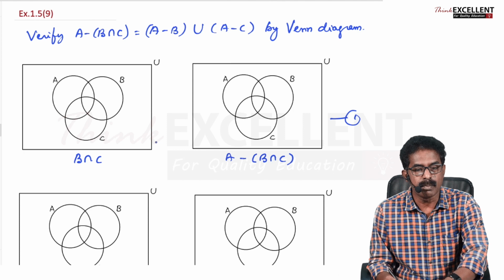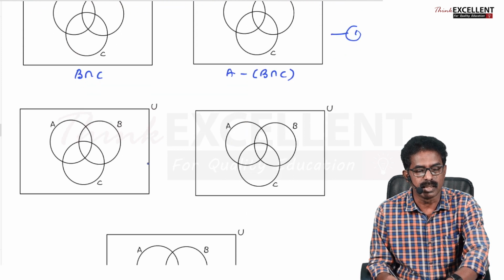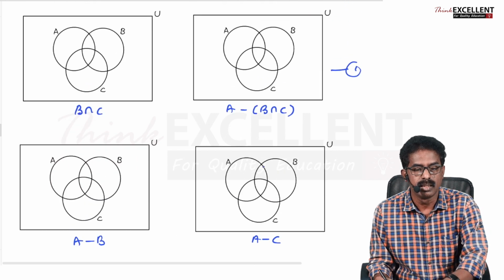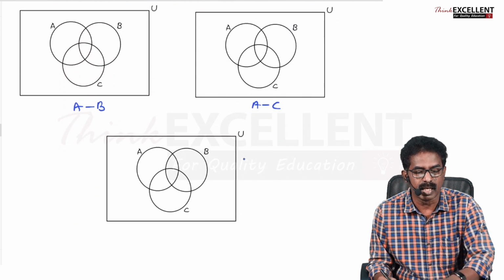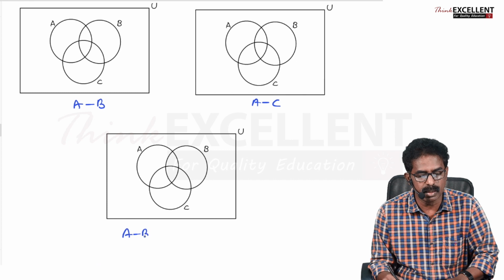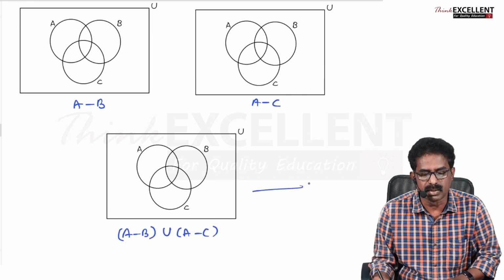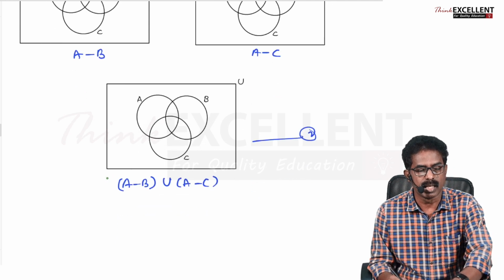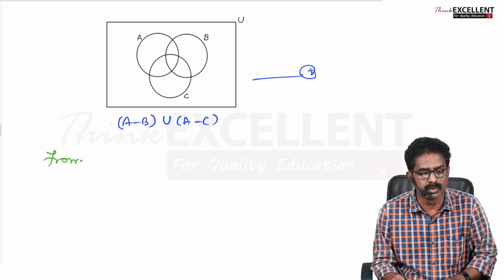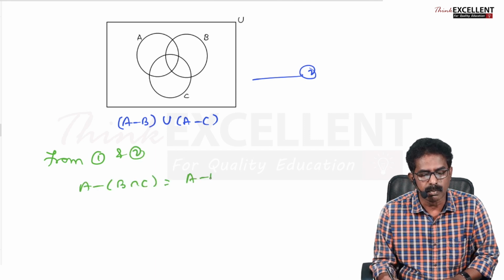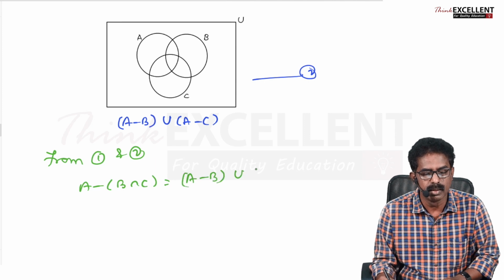For the right side, A minus B, A minus C. Then the last diagram, the union of those two, A minus B union A minus C. That is our second one, the RHS answer. Then you say from 1 and 2, A minus B intersection C equal to A minus B union A minus C is verified.